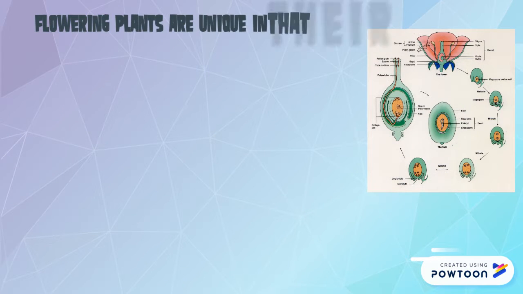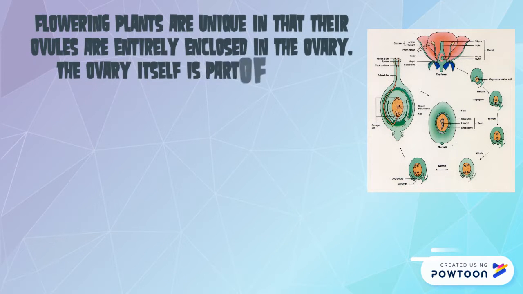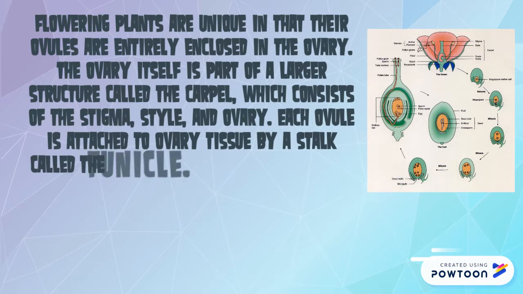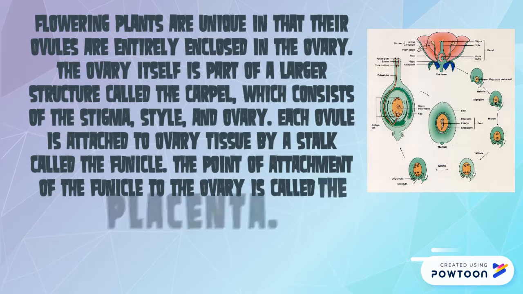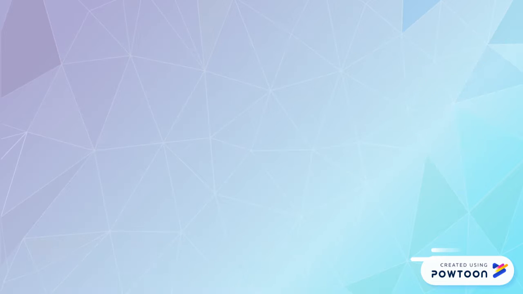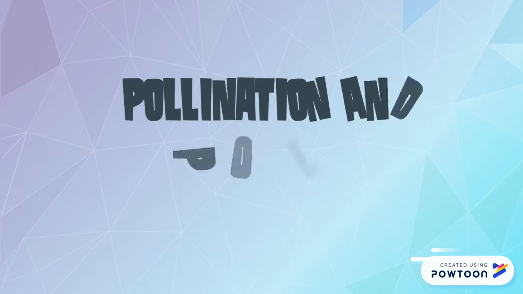Flowering plants are unique in that their ovules are entirely enclosed in the ovary. The ovary itself is part of a larger structure called the carpel, which consists of the stigma, style, and ovary. Each ovule is attached to ovary tissue by a stalk called the funicle. The point of attachment of the funicle to the ovary is called the placenta. Pollination and pollinators.